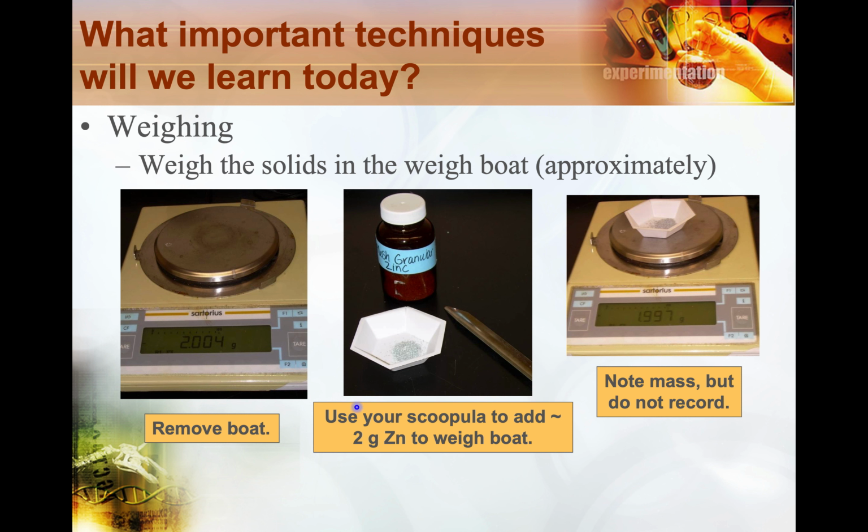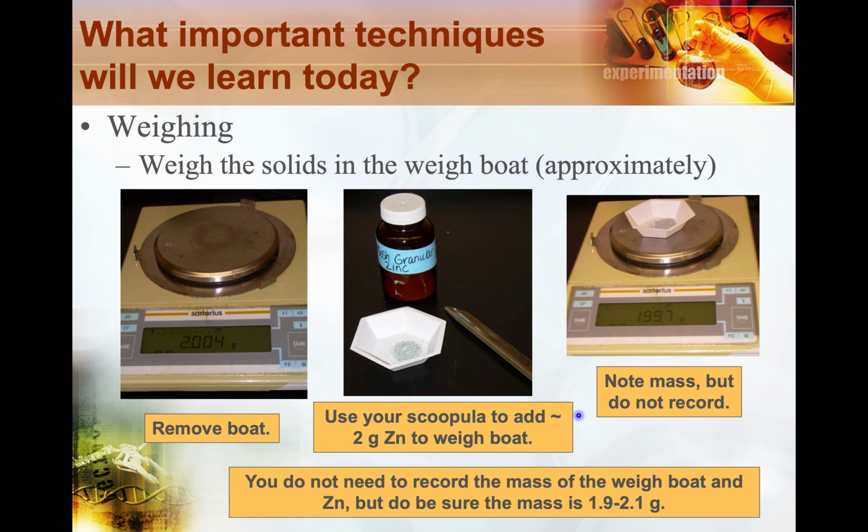When you estimate that you have the right amount of zinc, you'll put that back on the scale, and you're looking for something around 2 grams. Note that you're not going to write down this mass, and it's a waste of time for you to see exactly 2.000 grams, because that's not going to be the mass that you're going to add to your flask, and that's what you need to write down. So if you see something in that 1.9 to 2.1 range, that's okay.